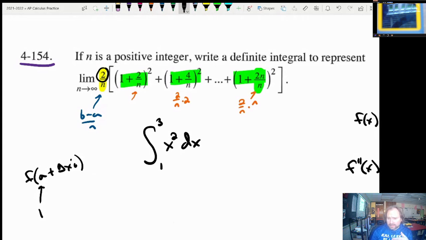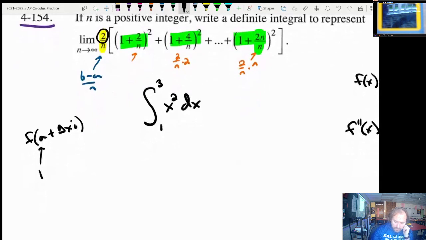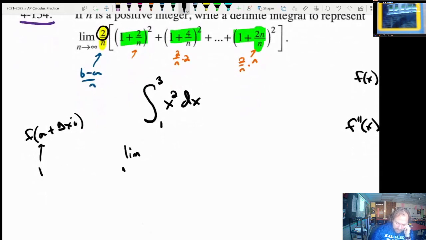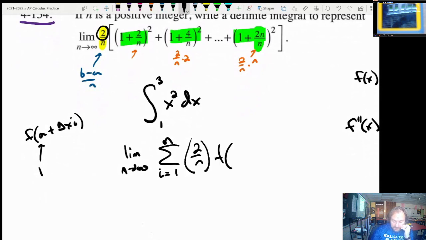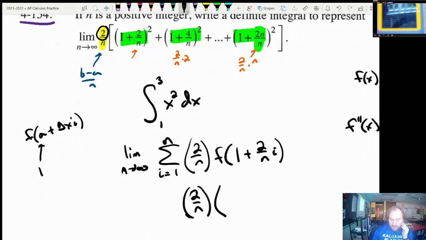If you were to break this down and put it back into a sigma, it would be the limit as n approaches infinity of the sigma from i equals 1 to n. You would have your 2 over n in front for your width, and then you would have f of your left endpoint plus 2 over n times i. And if you substitute that in, that's going to be 2 over n, which you see out in front there, and then your f of x is going to be 1 plus 2 over n i, or n in this case, squared, since the function is just x squared, like that.